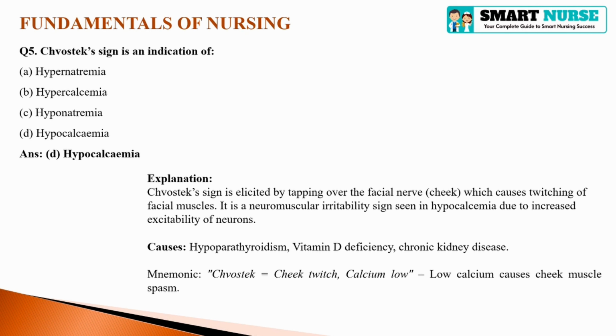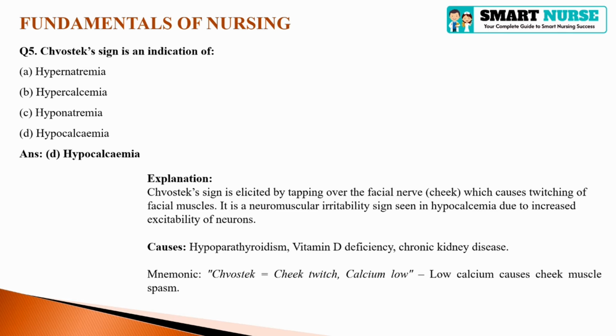Chvostek's sign is nothing but abnormal twisting of the facial muscle. Abnormal twisting of the facial muscle occurs because of abnormality in facial nerves, especially the seventh cranial nerve. When persons are affected in these nerves, it indicates that facial muscles will twist abnormally. That is what we are calling Chvostek's sign, abnormal facial muscle movements that we can see in the person.